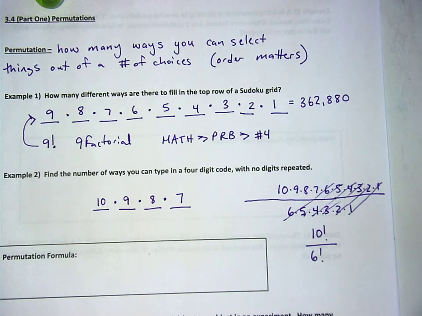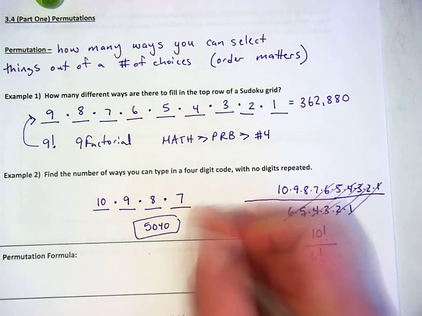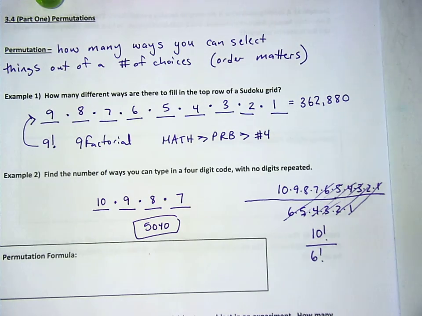You get 5,040, which is what you would have gotten if you had multiplied those top numbers together. Now, I think we can all agree that multiplying those top numbers together is a lot easier than writing 10 factorial divided by 6 factorial, right? But it does help us actually come up with the equation we want for what a permutation is. And I want to match it exactly with what the book says.